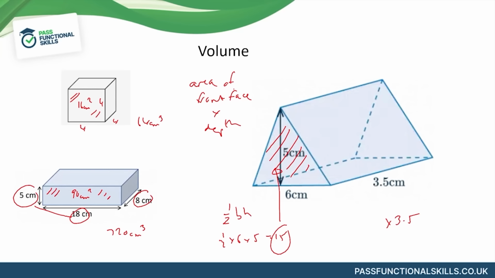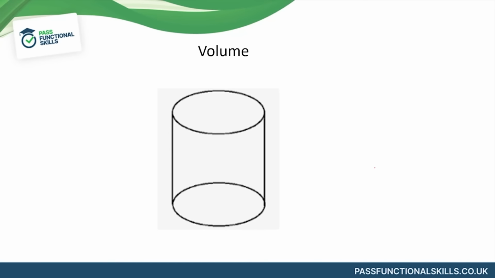So area of front face times depth, so 15 multiplied by 3.5, and that gives me the volume of the prism, which is 52.5 cubic centimetres. So just to recap, for a cube and a cuboid, you just want to be multiplying the 3 dimensions by each other. For a more complicated shape, work out the area of the front face, multiply by its depth.